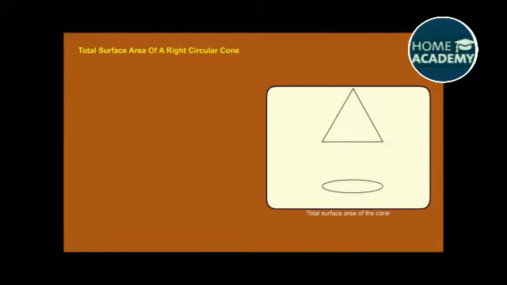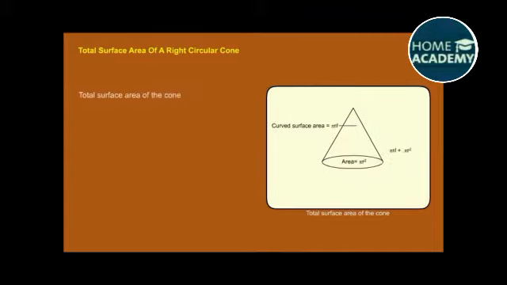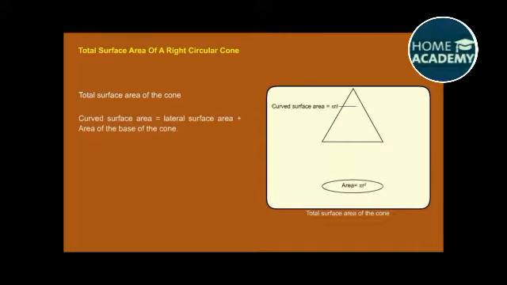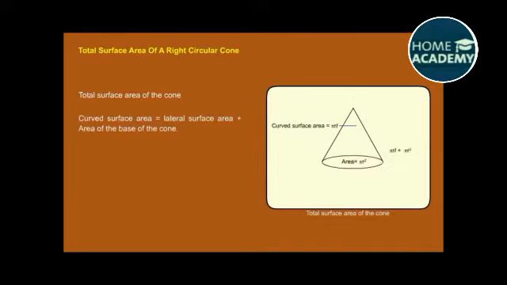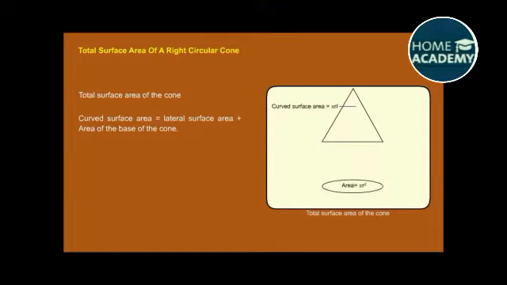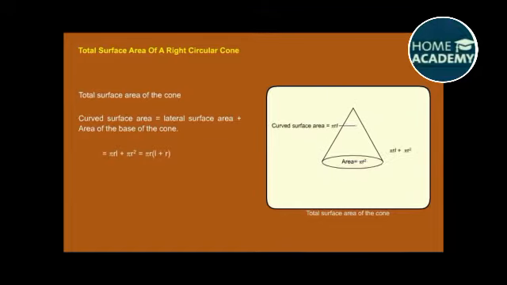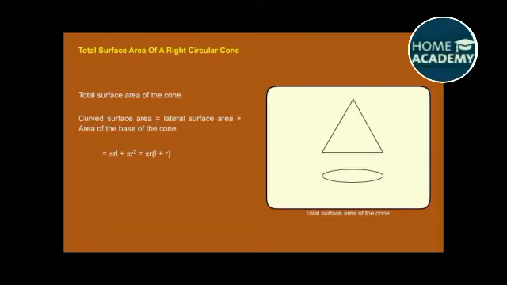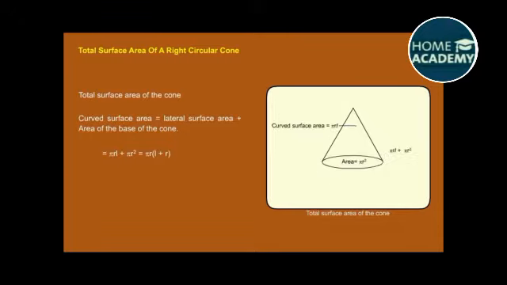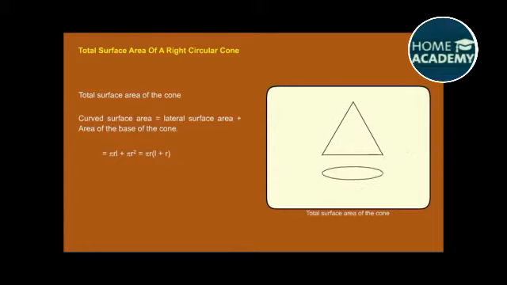Total surface area of a right circular cone. Total surface area of the cone is equal to curved surface area plus area of the base of the cone, is equal to pi r l plus pi r squared, is equal to pi r into L plus r.